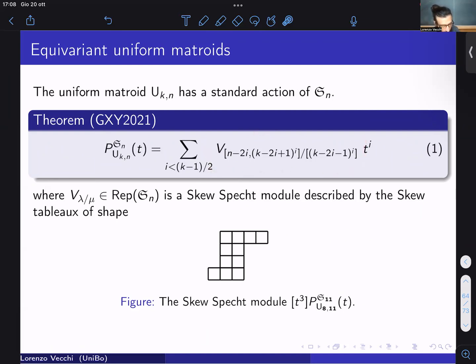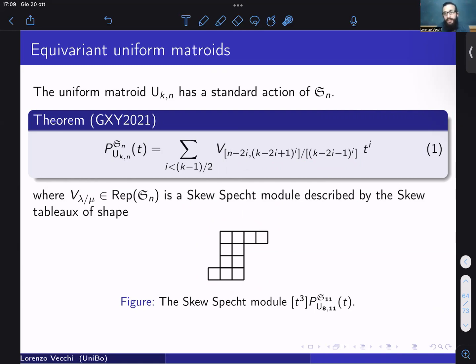And what do I mean by V lambda minus mu? There are some statements in representation theory that tell us that every time we have a skew diagram, something that looks like this, we can find uniquely a representation of the group that is described exactly by the skew shape. And this representation is called the skew Specht module. So if you know nothing about skew Specht modules, you just need to know that this little drawing here gives us exactly what the coefficients are in this categorical setting.